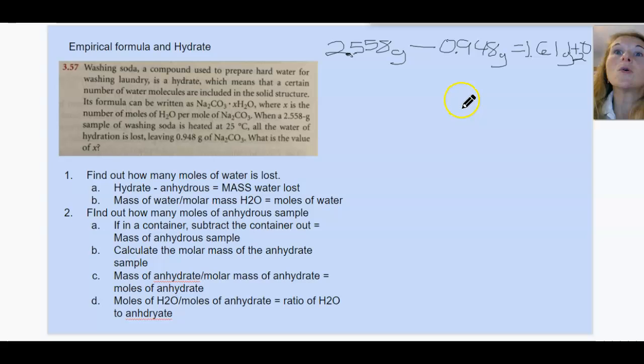All right, so next up, we want to know how many moles this is. So we take 1.61 grams and we divide that by the molar mass of water, which is 18.02 grams per mole. And we get 0.0887 moles of water.